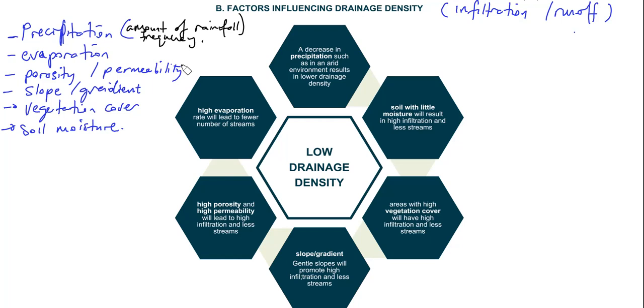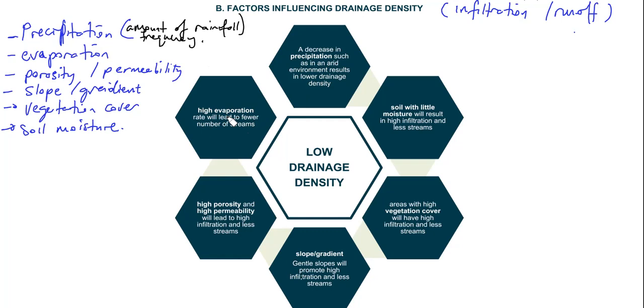More streams will form. But if we have less rainfall, less precipitation, it means we are not going to form more streams. And when you don't have many streams, it results in low drainage density. That's what we are referring to here. So low precipitation, a decrease in precipitation, results in low drainage density. You must be able to explain this very well. So a high evaporation rate will lead to a fewer number of streams.